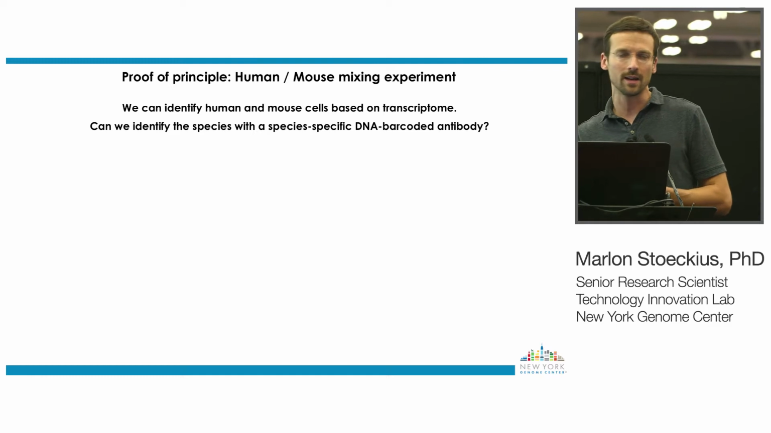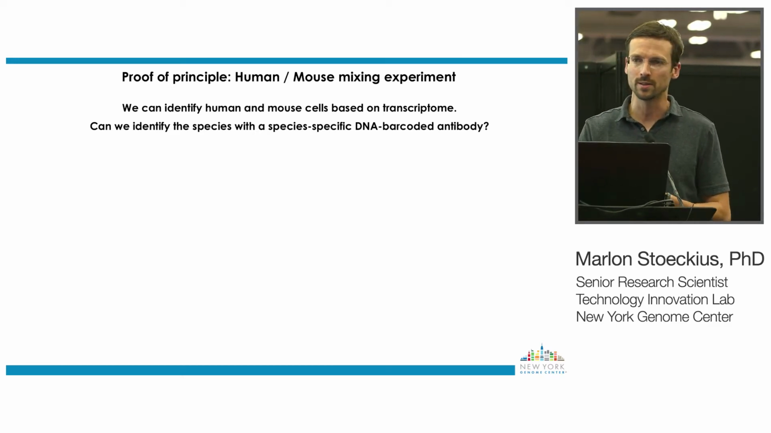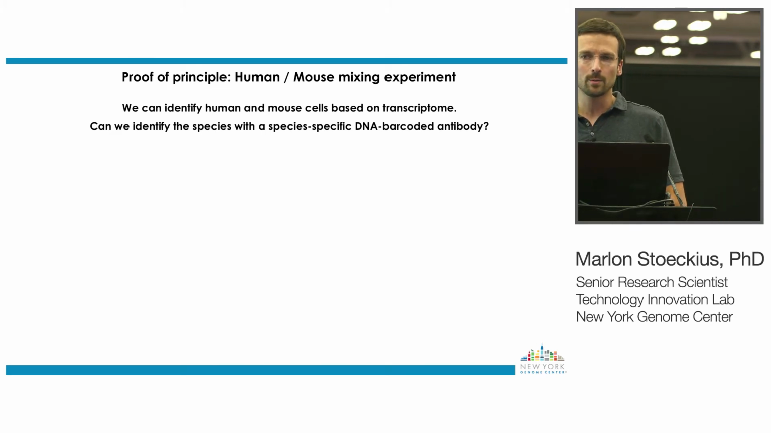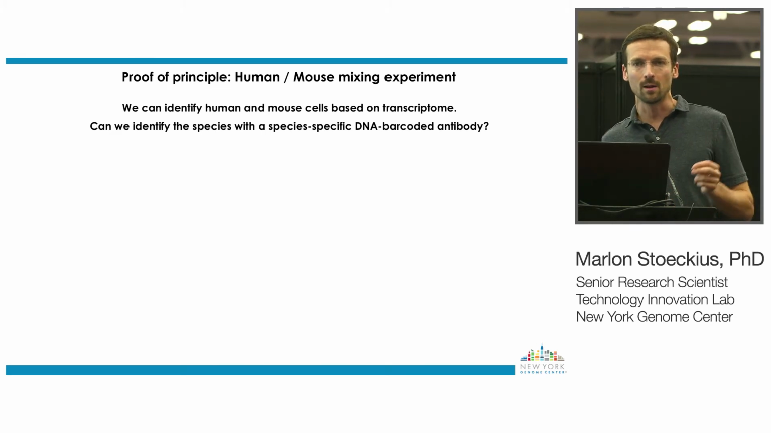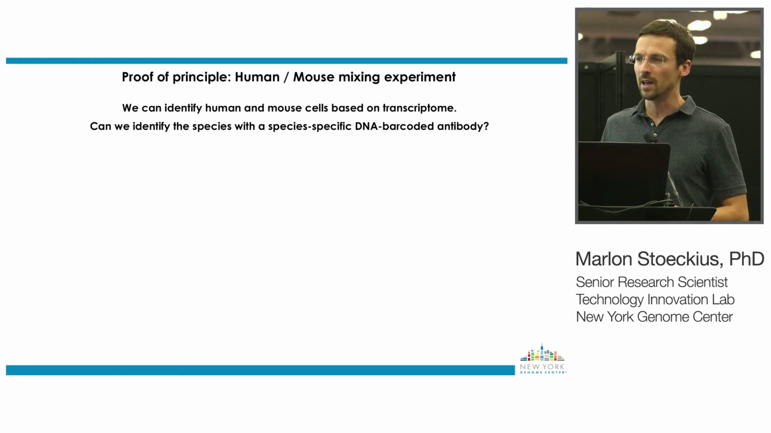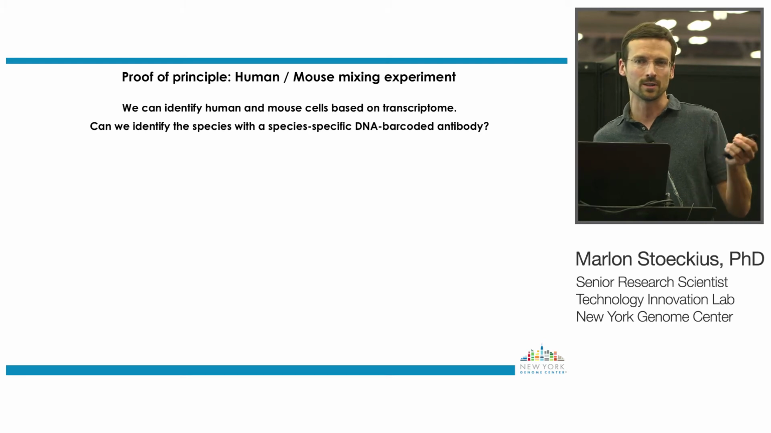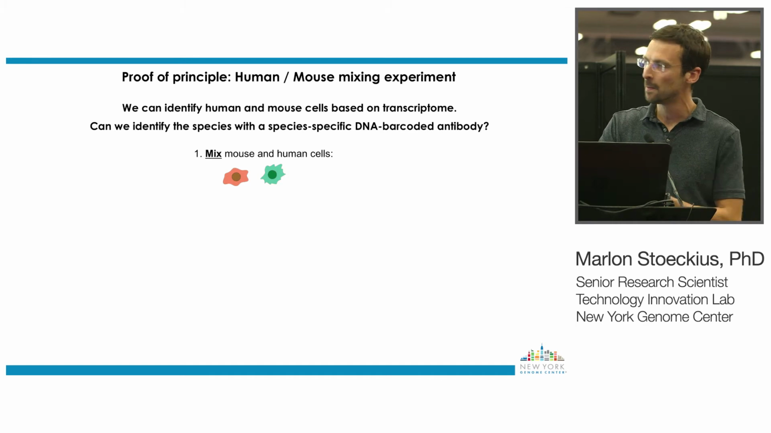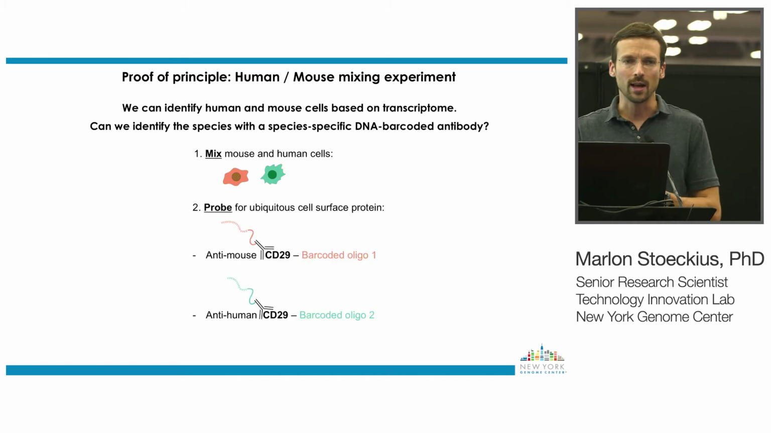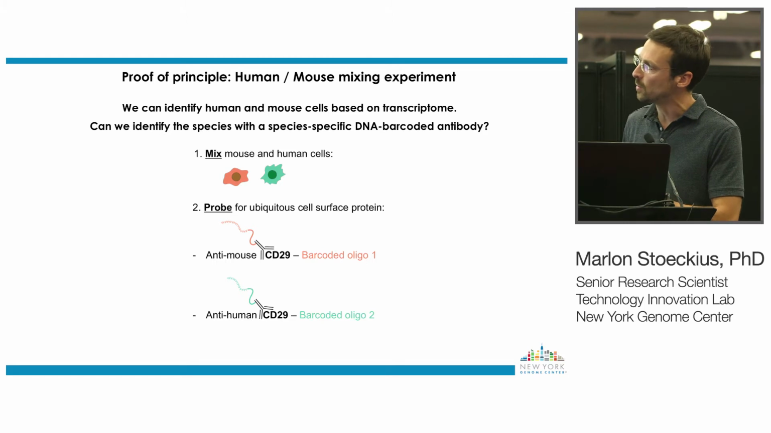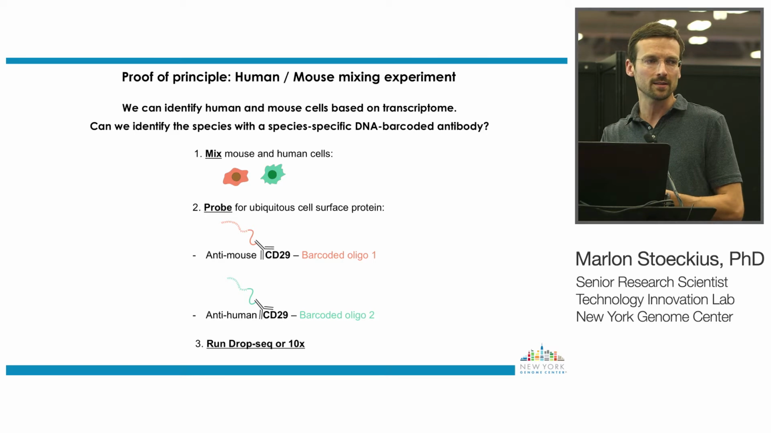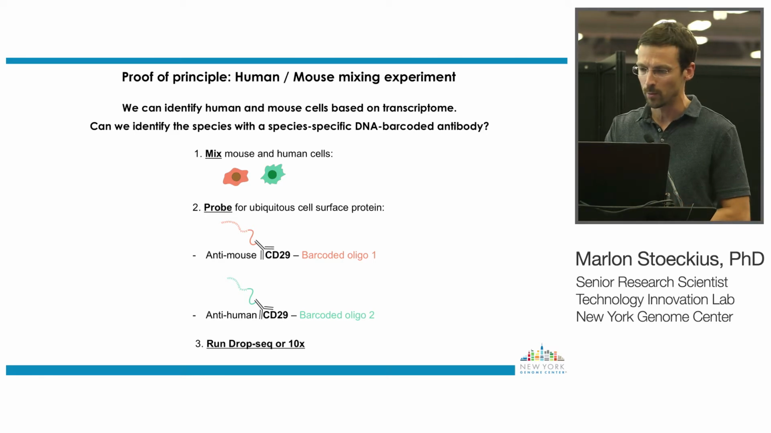So we went to one of the standard benchmarking experiments that people use for single-cell genomics, which is the human and mouse mixing experiment. And the whole idea behind the experiment is if you can identify a human or mouse cell based on the transcriptome, we should also be able to identify a human or mouse cell based on a specific antibody, which is species-specific. So what we did is we made mixtures of human and mouse cells, and then we stained them with DNA barcoded antibodies that are specific for human CD29 and for mouse CD29. And then we passed those cells through DropSeq or 10x and then basically made this style of library prep.